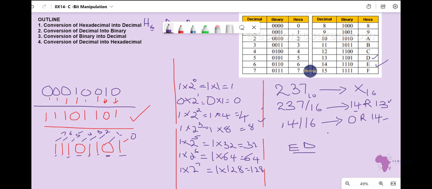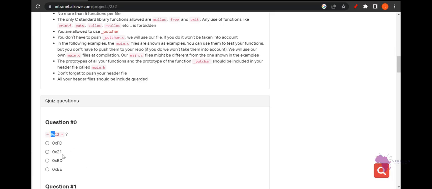So it's ED. But remember one thing, we need to have what we call hexadecimal notation, meaning it must have 0x and then our answer there. So our answer will be 0xED. Let's check if we have such an answer. Yes, we have 0xED. So that will be our answer. Yes, so we are correct.